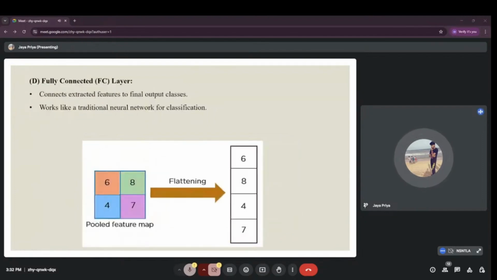Next, fully connected layer. It connects extracted features to the final output classes, working like a traditional neural network for classification. For example, see the picture. It converts a multi-dimensional feature map into a 1D vector.